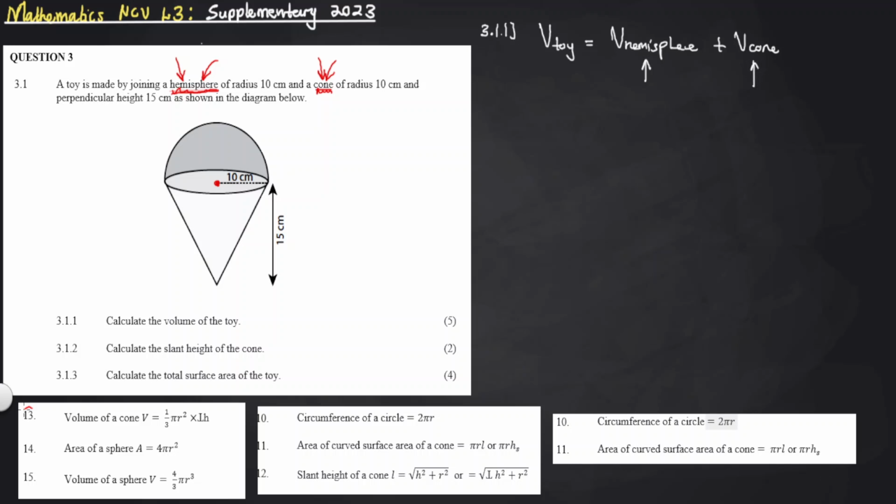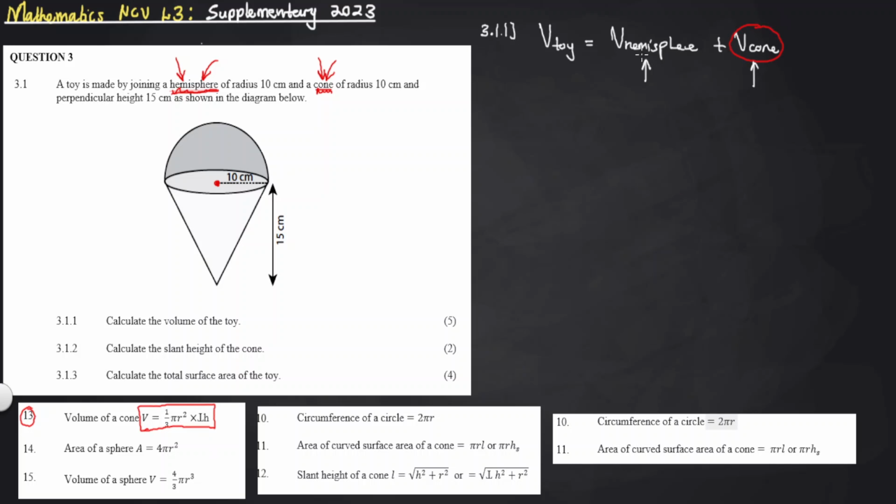I can see that formula number 13 is the formula for finding the volume of a cone. Now I know how to calculate the volume for the cone. I'm going to use that formula. I have the radius, I have the perpendicular height. I have everything I need.